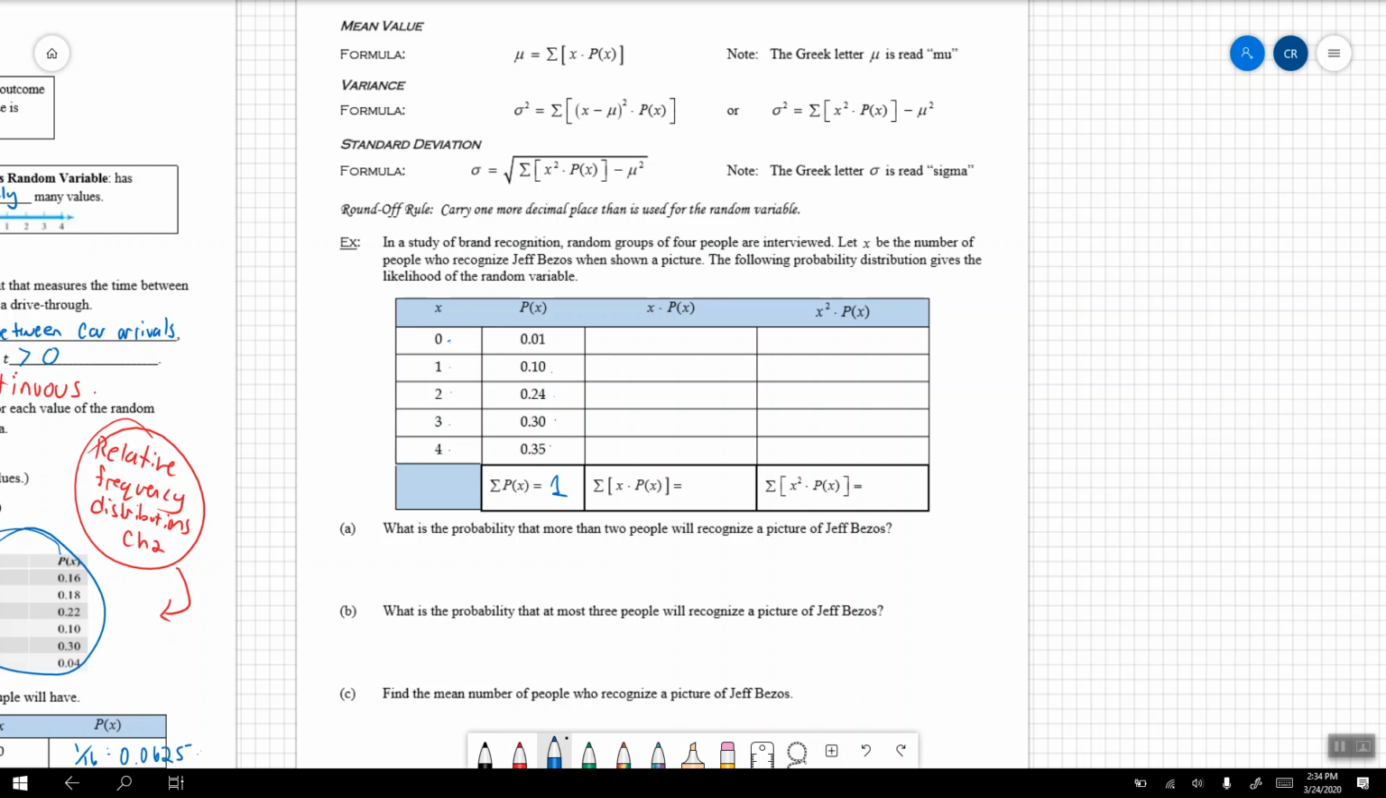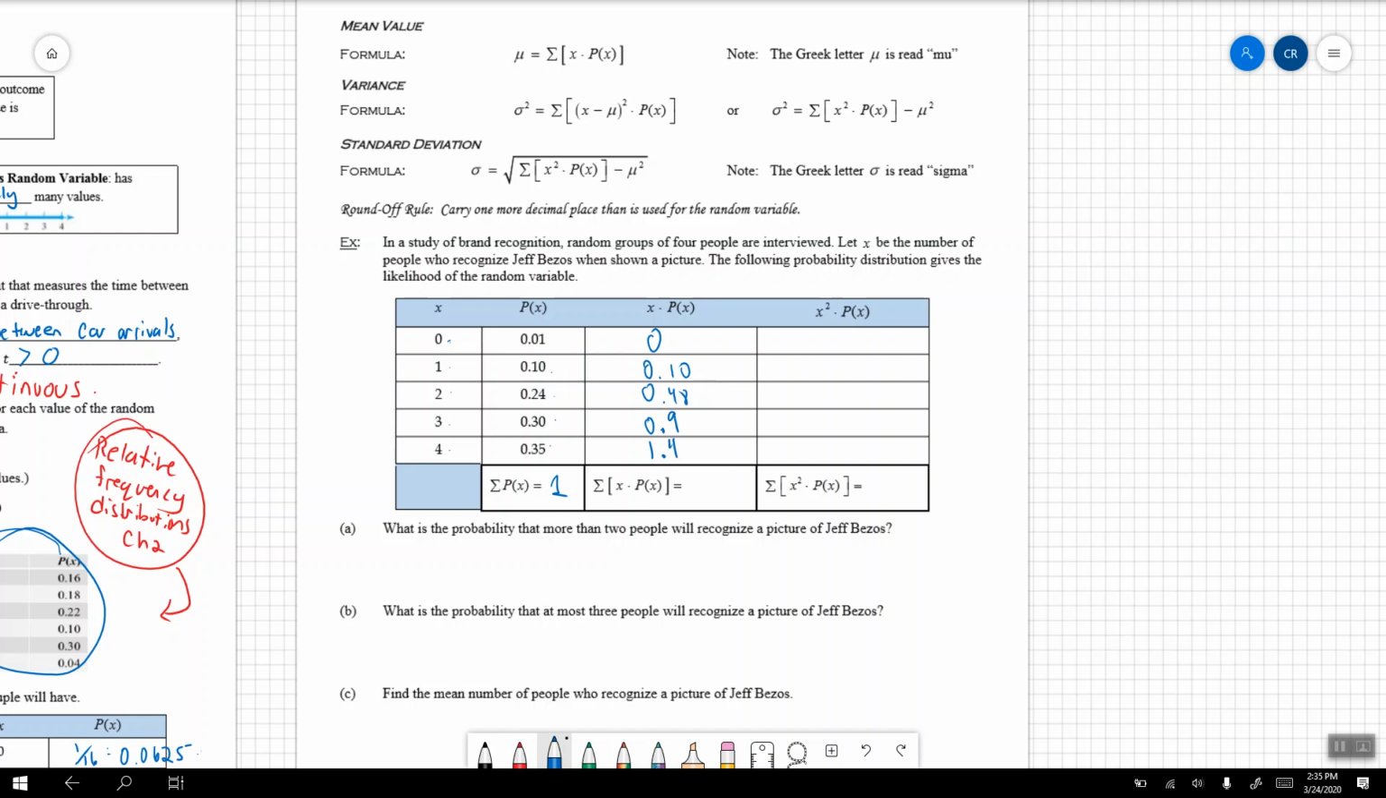What we want to do next is start filling in this table that we have here. We're going to take our random variable and multiply it by the corresponding probability. So you're going to multiply 0 times 0.01. We get 0. 1 times 0.10, we get 0.10. 2 times 0.24, we get 0.48. 3 times 0.3, we get 0.9. And finally 4 times 0.35, we get 1.4.